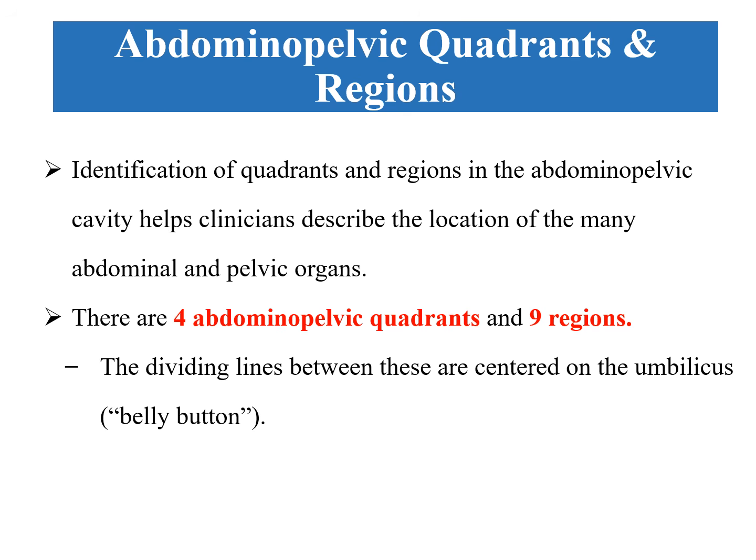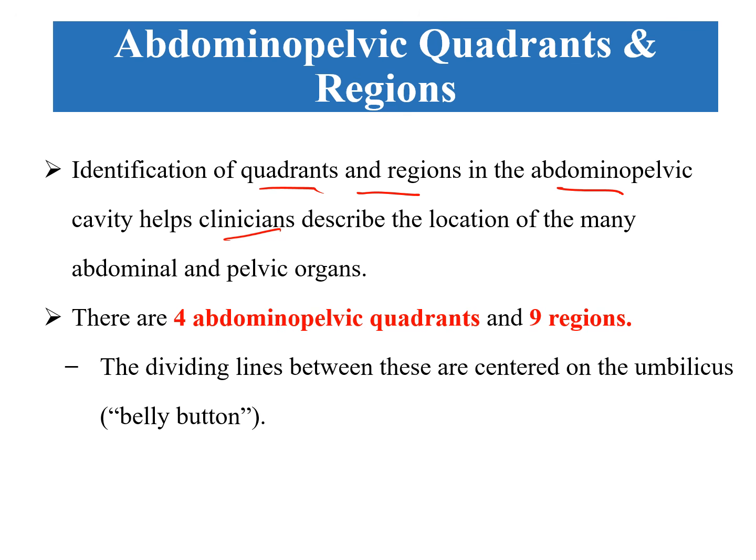We can now shift our attention to the abdominopelvic quadrants and regions. Why is it important to talk about abdominopelvic quadrants and regions? It's because these quadrants and regions of the abdomen and the pelvis help clinicians or health practitioners to describe the exact location of the organs that are present within the abdominopelvic cavity.